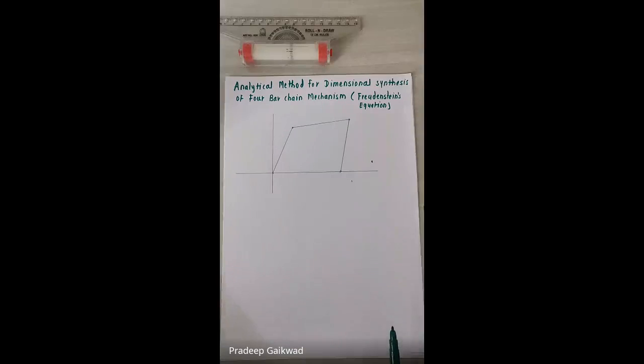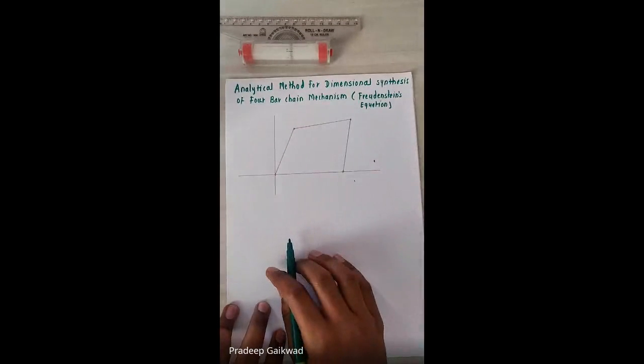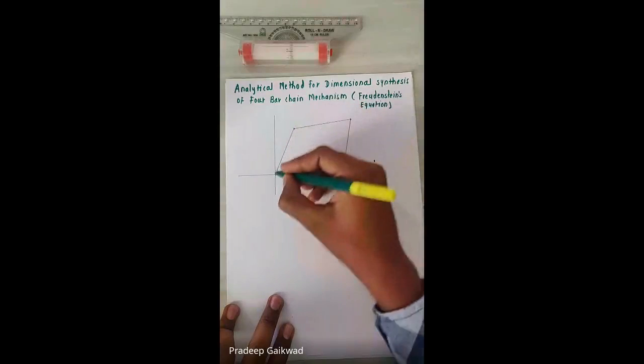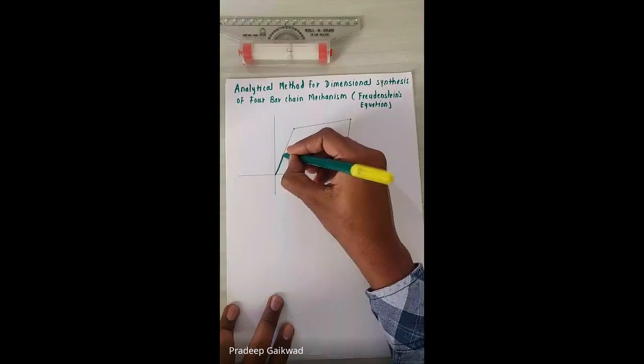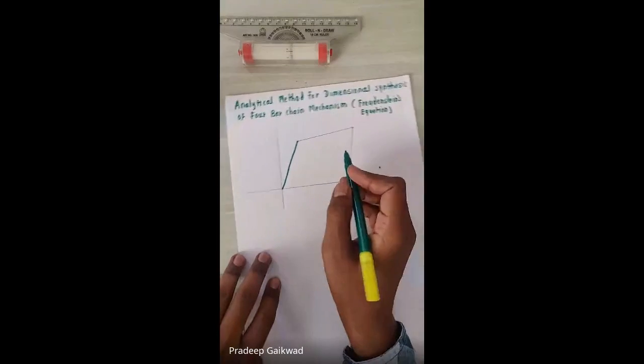That derivation is the analytical method for dimensional synthesis of four-bar chain mechanism. It is derived by Freudenstein, hence sometimes it is also called Freudenstein's equation. In order to derive this equation, first we consider a four-bar mechanism, having four links of different lengths.